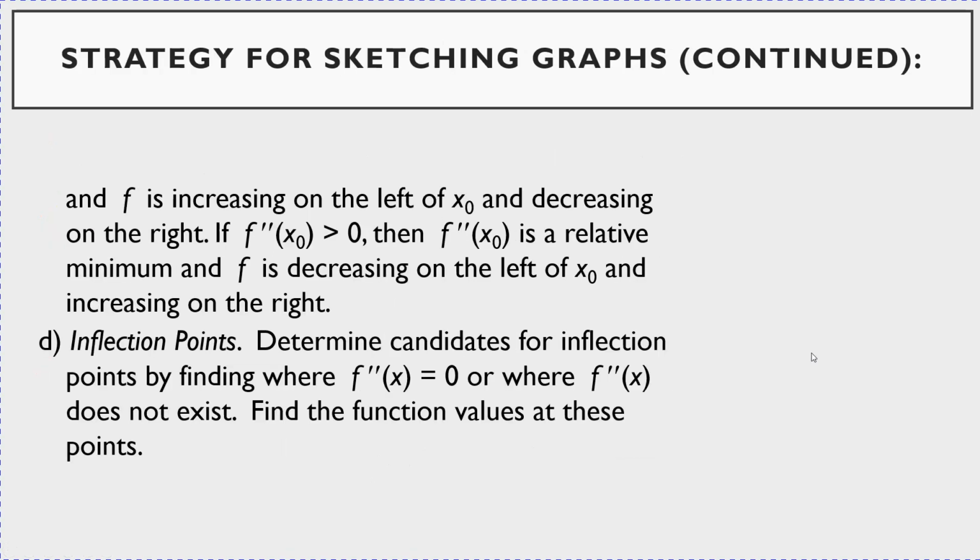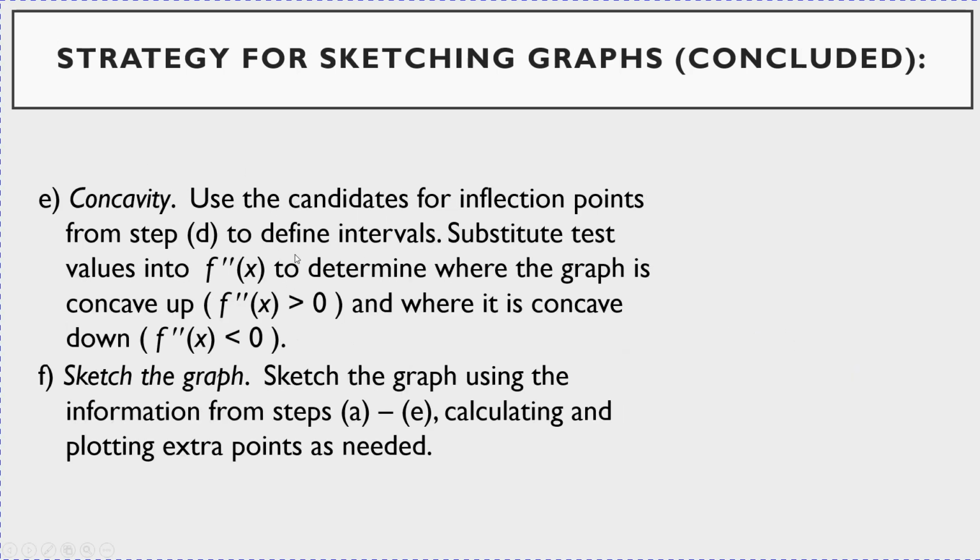Then from there, we're going to do inflection points. That's where the second derivative is equal to 0 or the second derivative does not exist. So that's where the graph is changing from turning upward to downward or turning downward to upward. And then we're going to look at intervals of concavity, where things are concave upward, concave downward. And then we're going to sketch the graph using all this information, plotting extra points as needed.